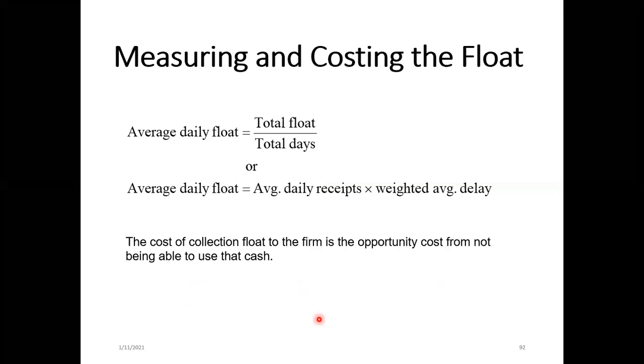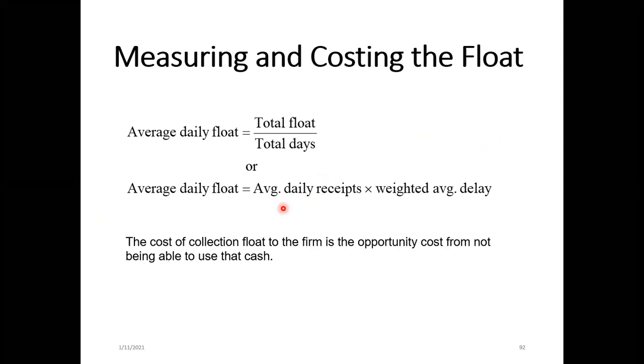Now, how do we measure float? Measuring and costing the float. We can find the average daily float. How? Take total float, which includes all mailing float, processing float, and clearance float, availability float, divided by the total number of days. Or average daily float equals average daily receipts times weighted average delay.